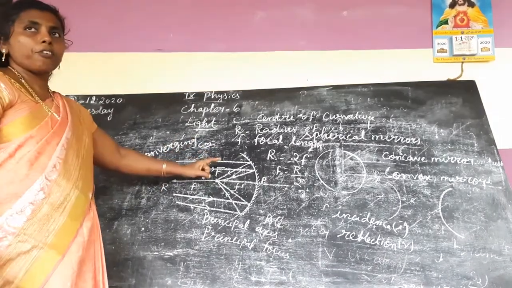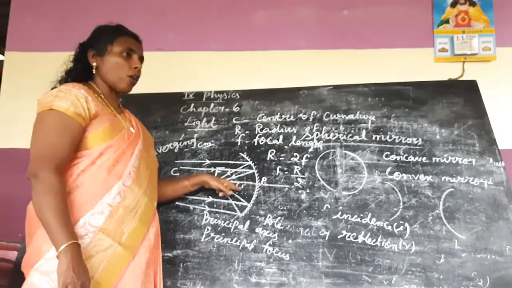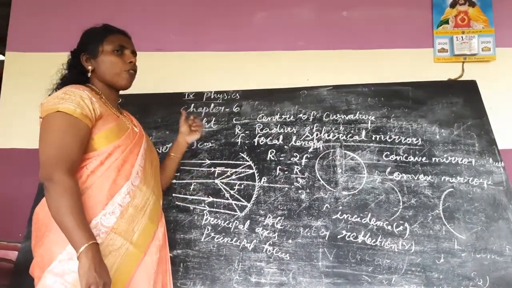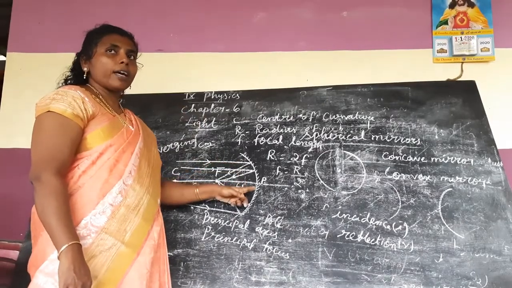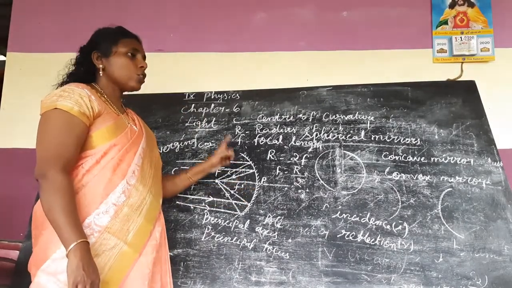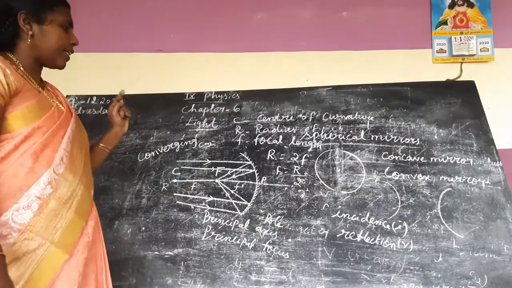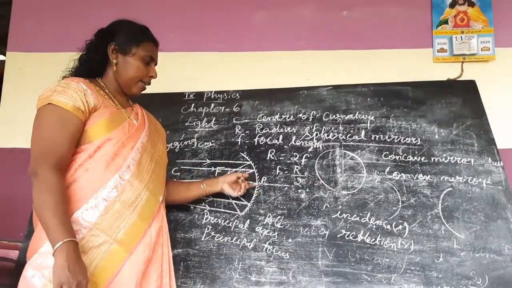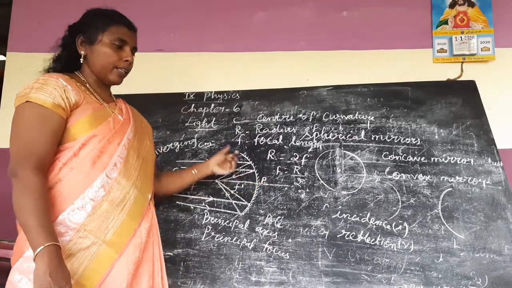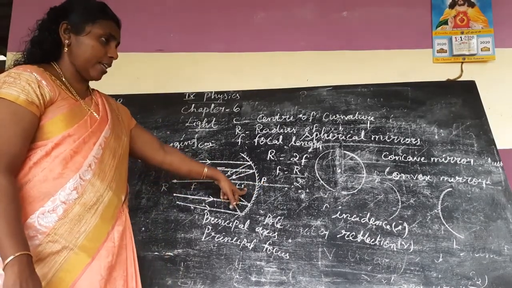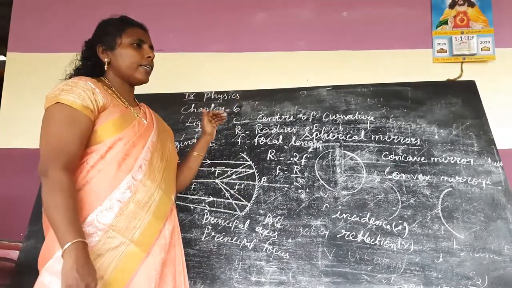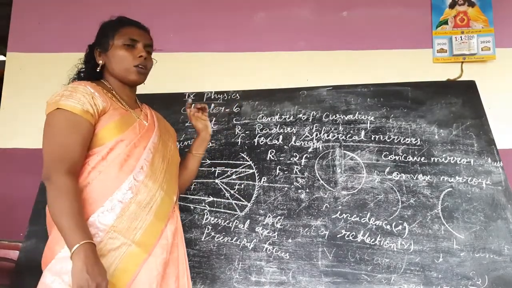The principal focus is capital F, and the focal length is small f. Don't change them. Writing capital F for focal length is wrong. Principal focus is capital F, and the focal length is small f. What is focal length? The distance between the pole and the principal focus is called focal length. In the next class, how to draw the ray diagram, certain rules are there, and we can learn the rules.